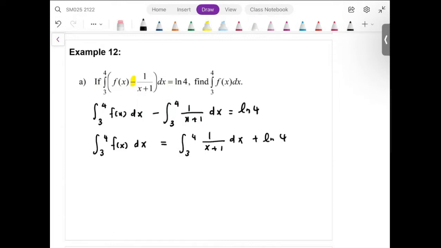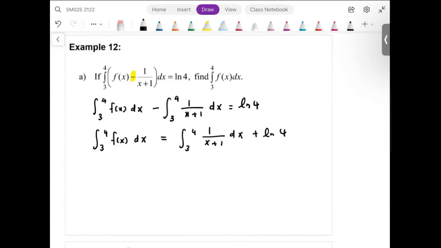Kita tak settle lagi. So the integration of 1 over x plus 1, you already know this is a special case. So we are going to get ln of x plus 1. And then kita takkan ada plus c kat sini. Kita akan tukar dia kepada square bracket tu nak tunjukkan kita belum substitute limit from 3 up to 4.